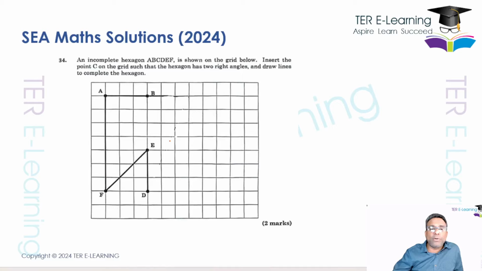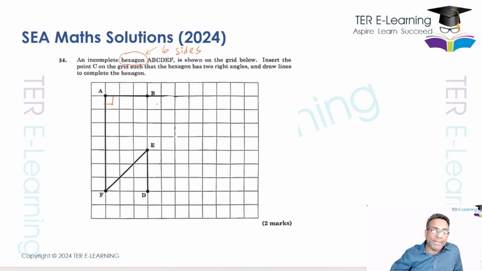Question 34, we want to complete a hexagon, right? When we're talking about a hexagon, we're talking about a 6-sided figure, 6 sides. Now, we want to complete this diagram here. We want to locate the point C, but we want to make sure we have 2 right angles. The easiest way to get 2 right angles is to put our point C here. So this is 1 right angle already. That's 1, so we need to create a next one here, right?